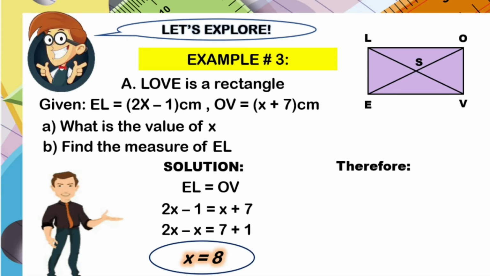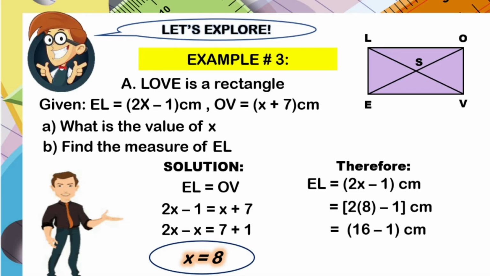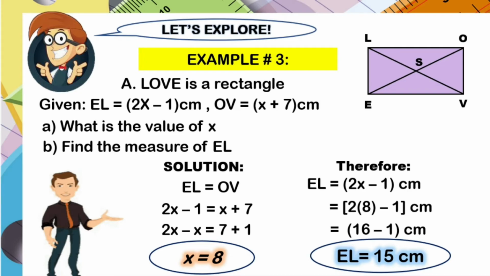Now, let's find the measure of side EL. To find the measure of side EL, we substitute the value of x, which is 8, to the equation EL is equal to 2x minus 1. Thus, we have 2 times 8 minus 1. Simplifying the equation, we have 16 minus 1. Thus, the measure of side EL is equal to 15 centimeter.